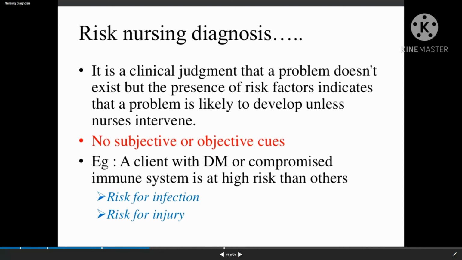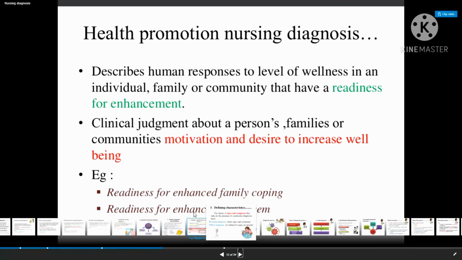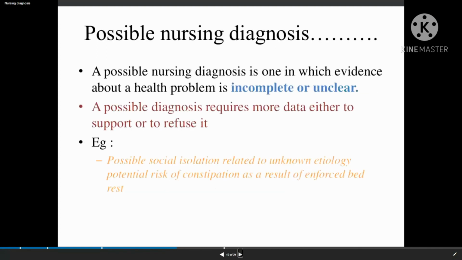Then the health promotion nursing diagnosis, for example readiness for enhanced family coping, or readiness for enhanced self-esteem. This describes the human responses to levels of wellness in an individual, family, or community that have a readiness for enhancement. It is a clinical judgment about a person's, family's or community's motivation and desire to increase well-being.